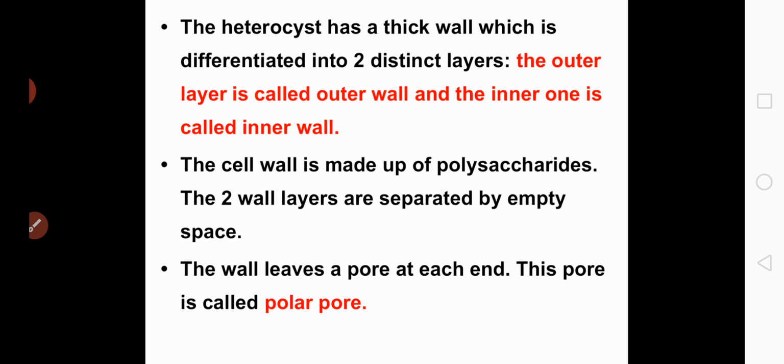These two wall layers, the outer wall and the inner wall, are separated by an empty space. That means there is a space between the outer and inner layer, and this space is called the empty space. The wall leaves a pore at each end, and this pore is called the polar pore. That means in the heterocyst, at both ends, the wall contains a pore called the polar pore.